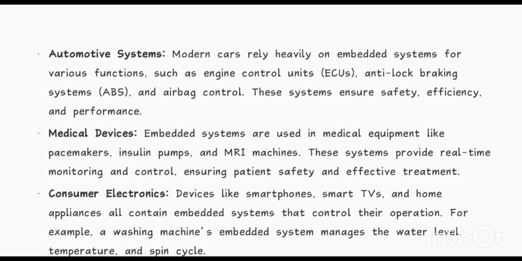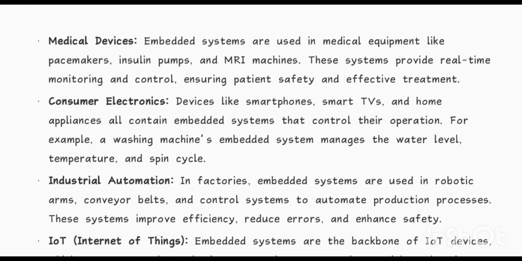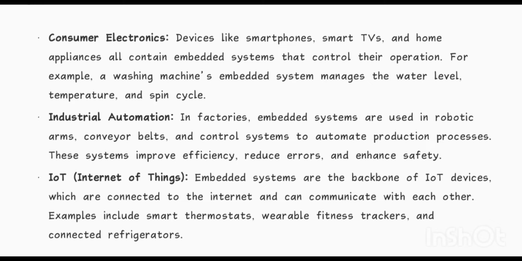Consumer electronics. Devices like smartphones, smart TVs, and home appliances all contain embedded systems that control their operation. For example, a washing machine's embedded system manages the water level, temperature, and spin cycle. Industrial automation. In factories, embedded systems are used in robotic arms, conveyor belts, and control systems to automate production processes. These systems improve efficiency, reduce errors, and enhance safety.